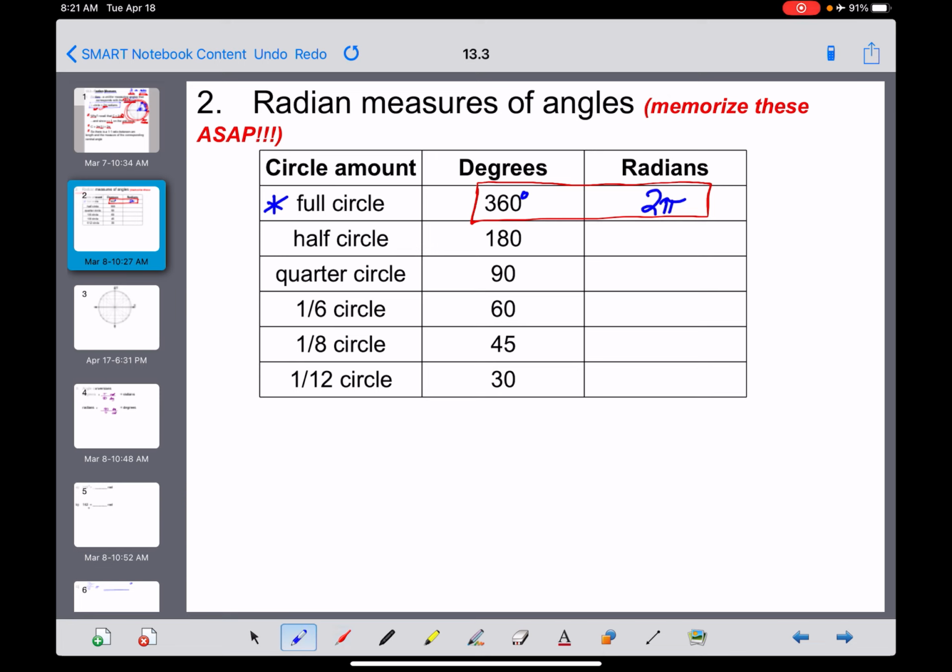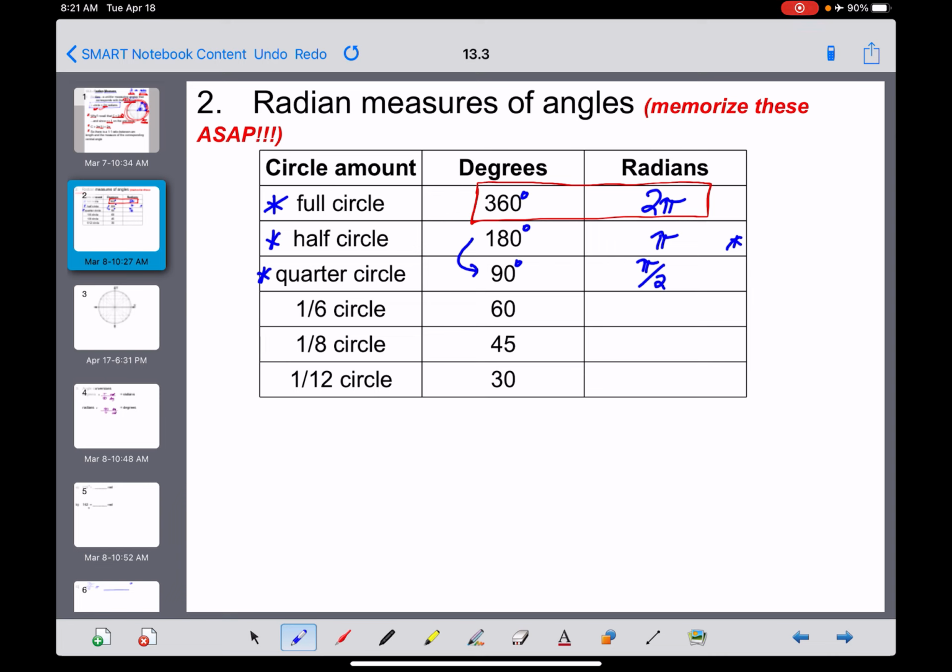After that, everything works pretty simply. A half of a circle is 180 degrees, which makes total sense because 180 is half of 360. Now if we do the same thing in radians, what is half of 2 pi? That is just pi. We're just dividing by 2. Let's divide by 2 yet again, a quarter circle. 180 divided by 2 gets you 90 degrees. And if you take this pi and divide that by 2, now we start getting into fractional radians. Pi divided by 2 is the radian equivalent of 90 degrees.